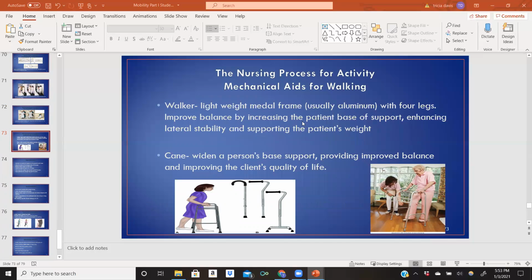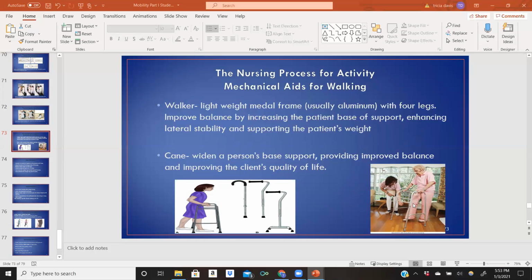So then you have walkers, which are lightweight metal frames. They're usually made of aluminum. They have 4 legs. They help the patient to walk and ambulate. They improve balance by increasing the patient's base of support. It enhances their lateral stability and supports the patient's weight. A cane widens a patient's base of support, and it provides that improved balance and improves the client's quality of life.